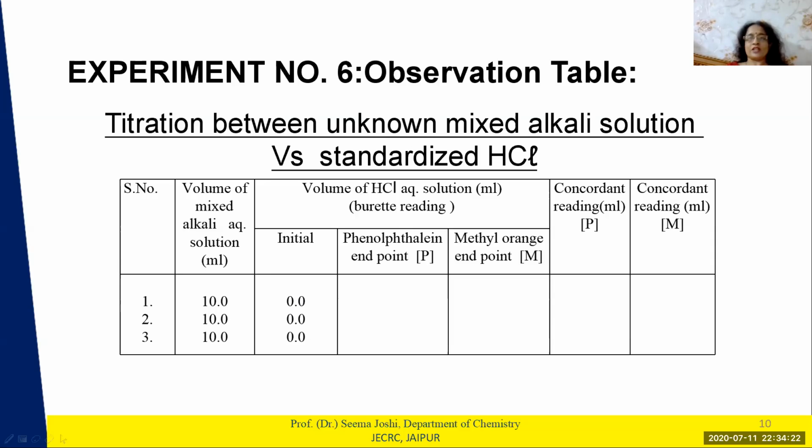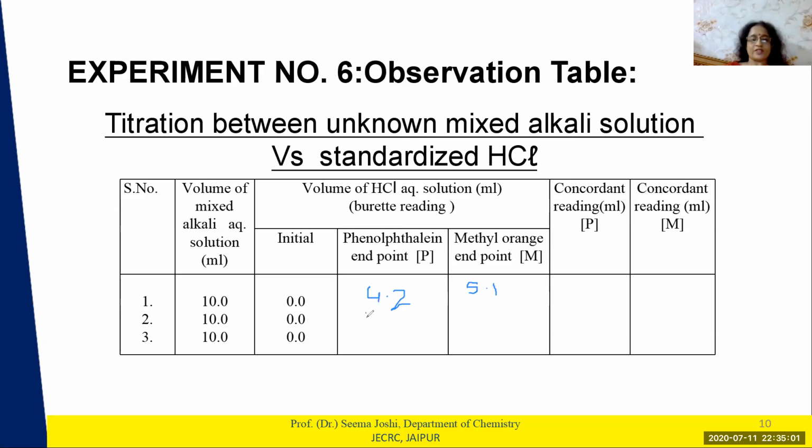Now we will assume some readings so as to carry out calculations. For example, suppose in the first experiment, the phenolphthalein endpoint comes out to be around 4.2, and the methyl orange endpoint comes to be around 5.1 ml. Now we will repeat the same experiment, taking again a fresh 10 ml of alkali mixture, and we will carry out the titration the same as above. We will take the initial burette reading as 0. Again we will fill the burette and set it to 0.